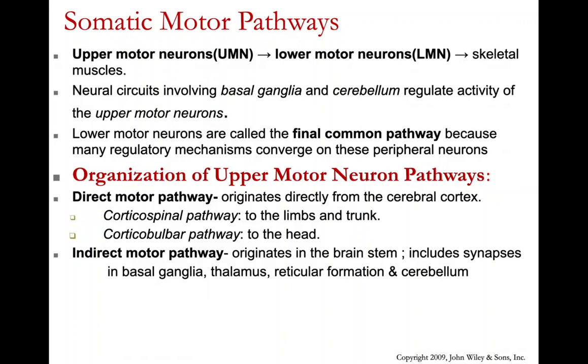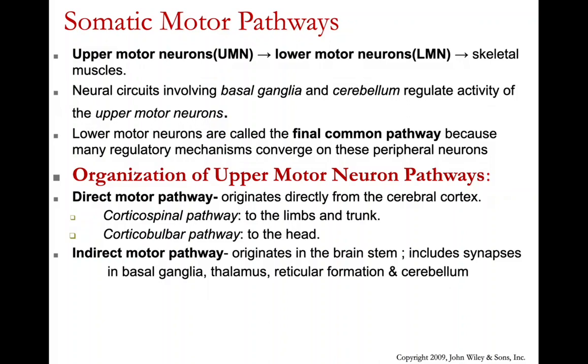So upper motor neurons send information to the lower motor neurons that will go to the skeletal muscle. These neural circuits involve the basal ganglia and the cerebellum to regulate the activity of the upper motor neurons. The lower motor neuron is the final common pathway because several regulatory mechanisms converge onto this final peripheral neuron.